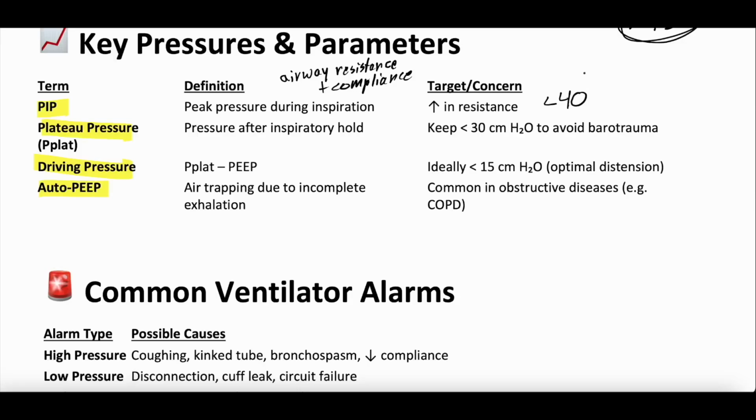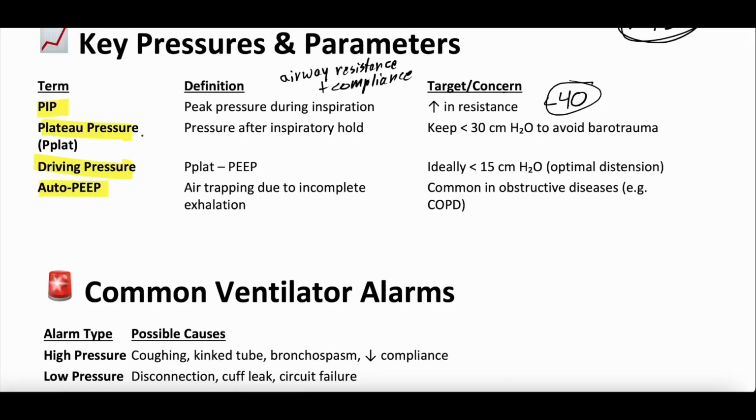So those peak pressures reflect airway resistance and compliance, and you look for that 40 number, although that's not hard and fast. We have a whole episode on peak and plateau pressure, so we're not going to dive into the causes of each because that's even more advanced. We just wanted to point out that they exist and talk about some norms.